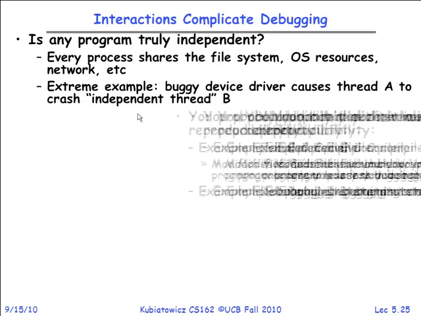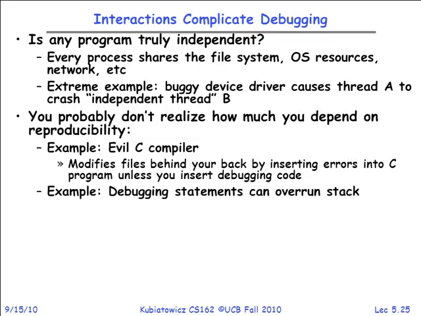So you probably don't realize how much you depend on reproducibility. So for instance, an evil C compiler modifies the files behind your back, inserts errors into the C program unless you insert debugging code, and then it removes the errors. Okay, now, that would be very hard to debug, right? Or a debugging statement you put in overflows the stack. Okay, these are all examples of things that you really don't want to encounter.